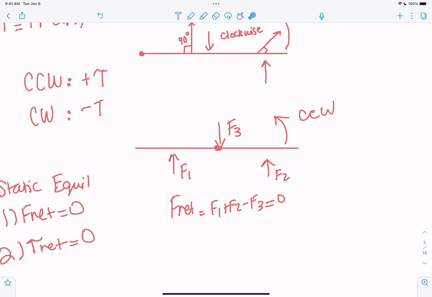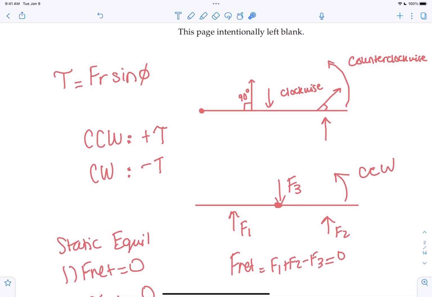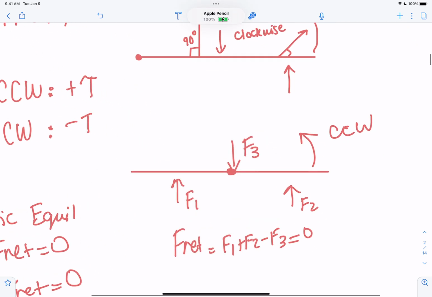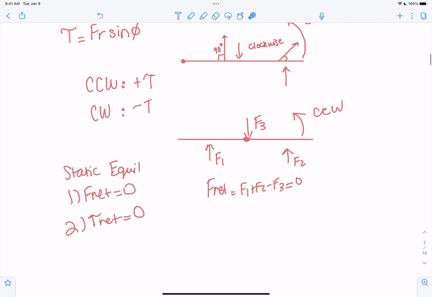So your torque is dependent on the angle. Whether torque is positive or negative only depends on the direction that the rotation is in. If it's counterclockwise, it's positive. If it's clockwise, it's negative. But your forces could be negative along the negative y-axis or positive along the positive y-axis, right? And then if you have static equilibrium, they cancel out. F net has to be equal to 0.